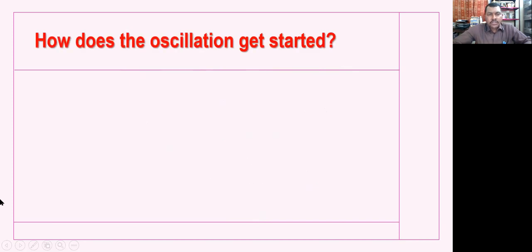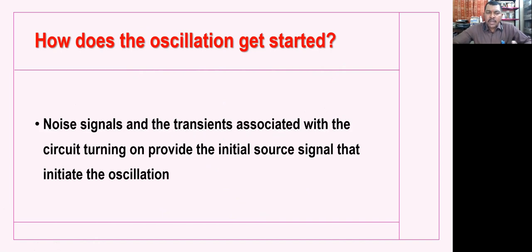Now how does the oscillation start? That is the main question. We have said that oscillations are there. Now how do they actually begin? For that, we have some noise signals and the transients associated with the circuit turning on, which provide the initial source signal that initiates the oscillation. So we have some noise in the output, and that starts the oscillation. We start from a very small noise, then it goes on increasing, and then it becomes steady and stable, and we have a sinusoidal wave. But initially, when it begins, it starts with a very small noise that we call an unwanted signal.